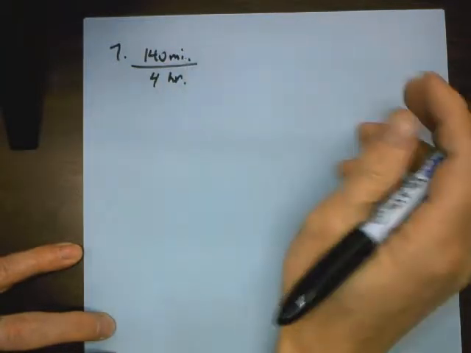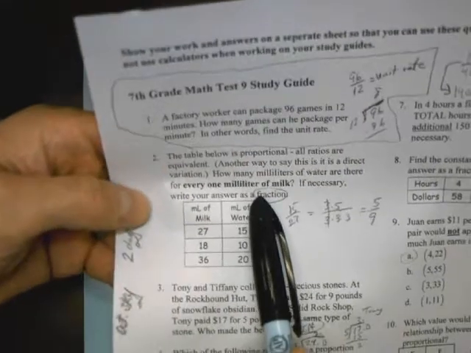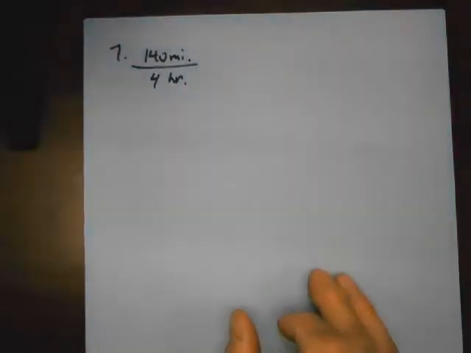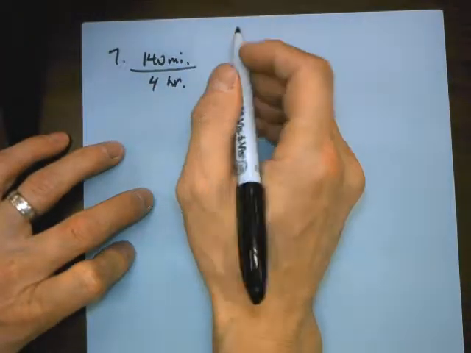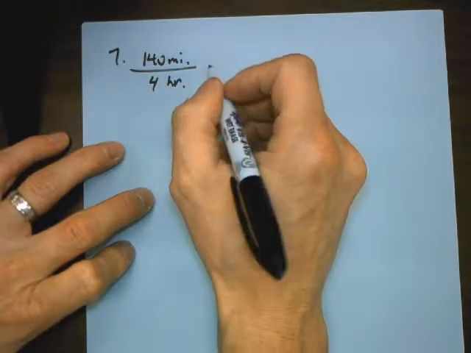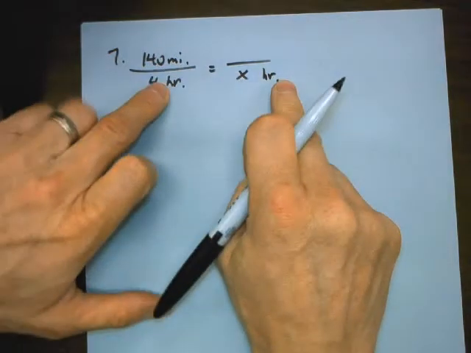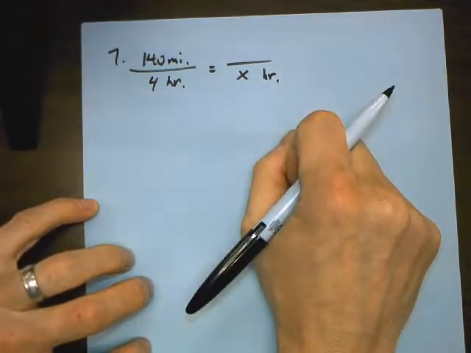I always put the time on the bottom, right? Unless they tell me otherwise, like unless they mix the directions up like I did in number 2, then time's always on the bottom, right? Money's always on top, time's always on the bottom, unless they tell us otherwise. So 140 miles per 4 hours. How many total hours? So we're missing hours, so I'll put X here because I got hours on the bottom. I keep hours on the bottom.